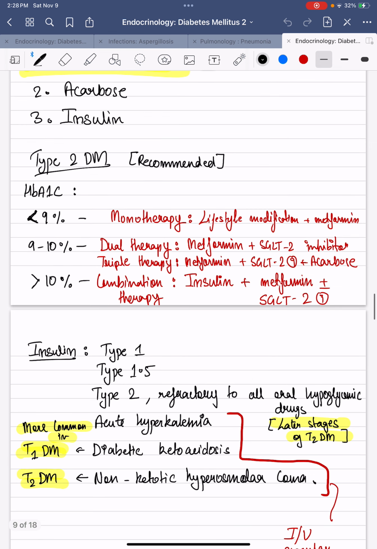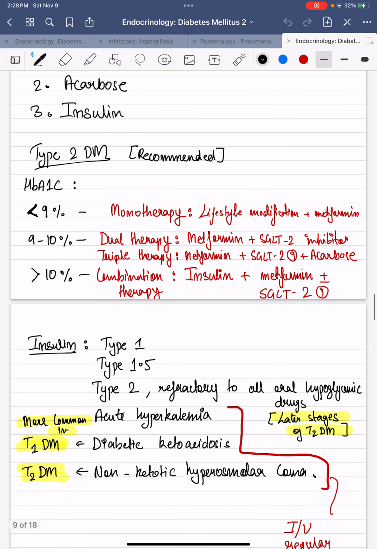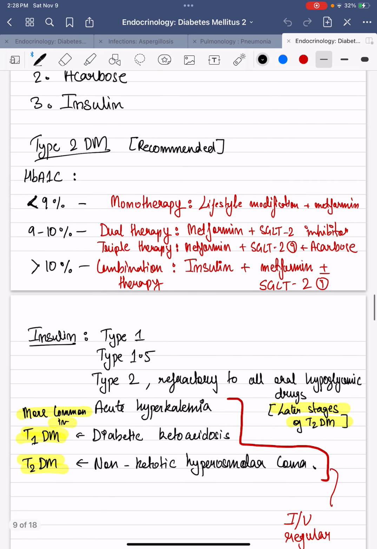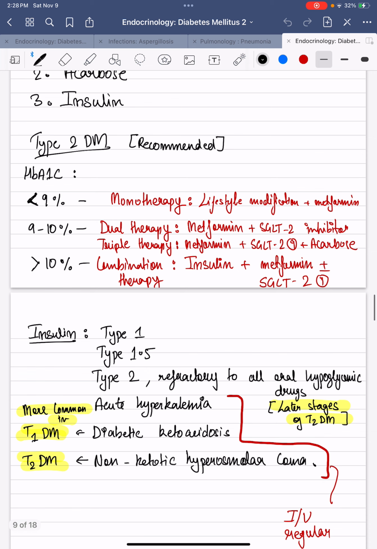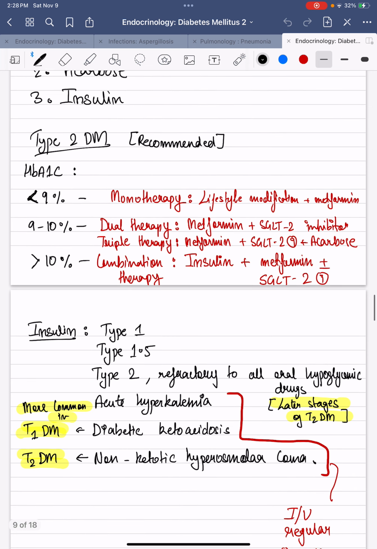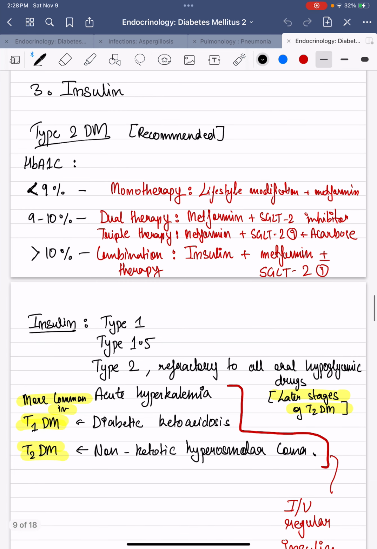So we'll use metformin, which is a biguanide, plus an SGLT2 inhibitor, like metformin and canagliflozin. There we can also use triple therapy, which is metformin plus SGLT2 inhibitor and acarbose. So for the SGLT2 inhibitor, we know there's canagliflozin, so we can say triple therapy is metformin, canagliflozin, and acarbose. But if the HbA1c level of the type 2 diabetes mellitus patient is more than 10%, we'll use combination therapy.